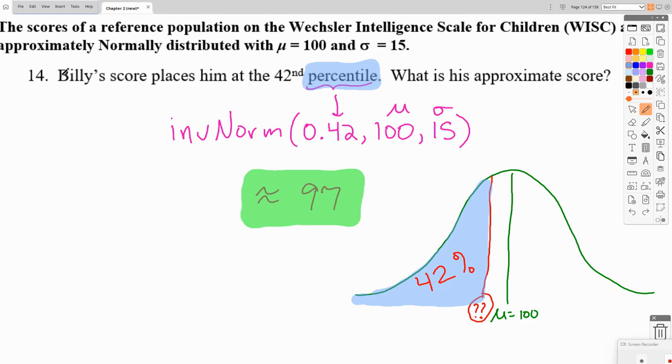All right, Billy's score places him at the 42nd percentile. 42nd percentile. We're going to be using inverse norm. That's kind of the area in this situation. So I want to know what number, what score would that represent? So inverse norm, 0.42. Same mean, same standard deviation. And we get that it's about a score of 97.